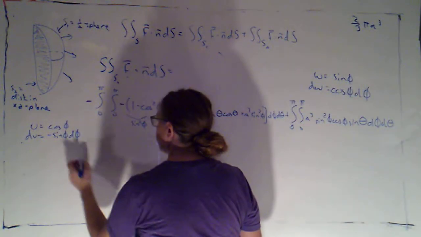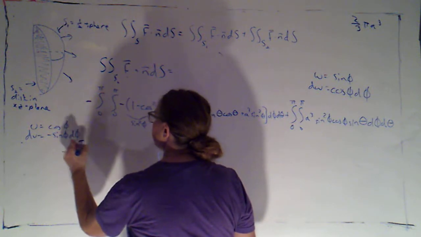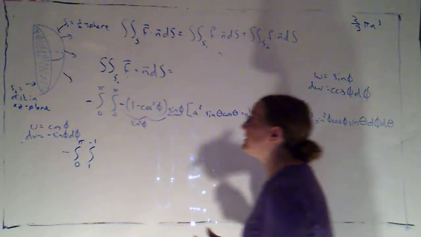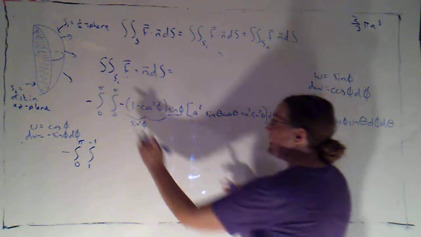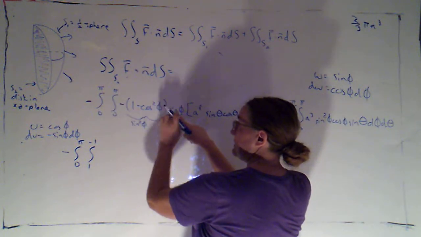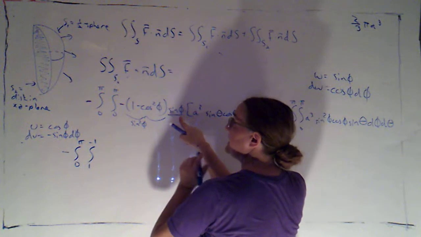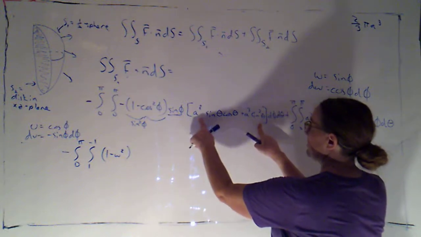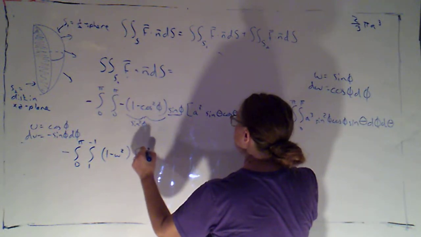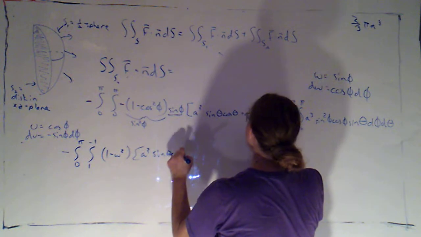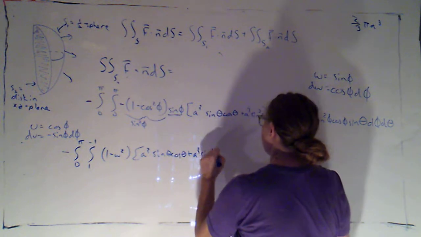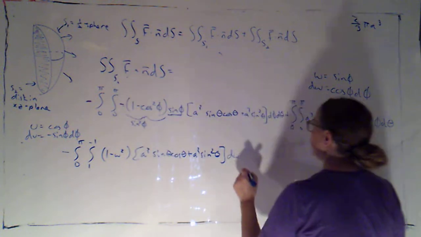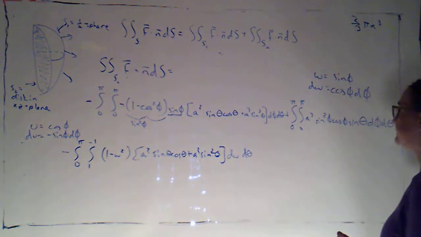So this first integral becomes negative, the integral from 0 to pi, the integral from cosine of 0, which is 1, to cosine of pi, which is negative 1. That negative and that sine of phi get absorbed into the du, so this is just going to become 1 minus u squared. That's still multiplied by this whole thing, a cubed sine theta cosine theta plus a cubed sine squared theta. But now it's du, that absorbs the sine phi and the negative sign, d theta.